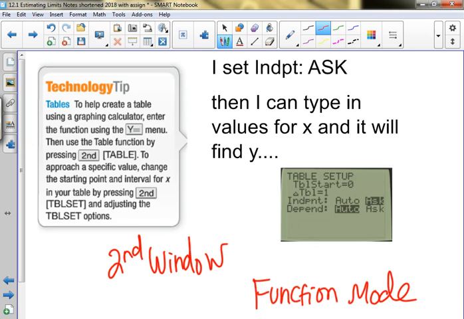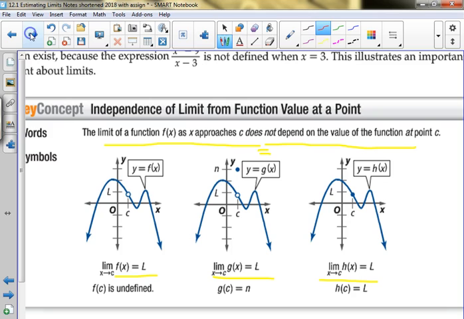Function mode, and degrees or radians won't matter because we're not doing trig functions today. Okay. So please look up here.